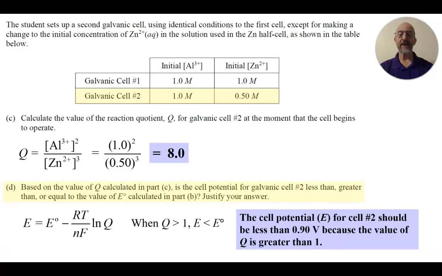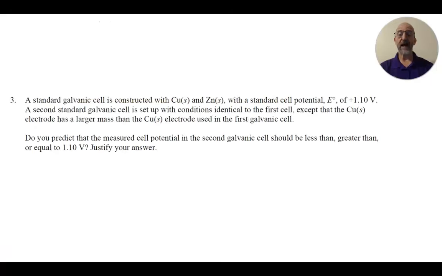Let's go ahead and take a look at question 3. Now, in question 3, it says that a standard galvanic cell is constructed with solid copper and solid zinc with a standard cell potential of 1.10 volts.